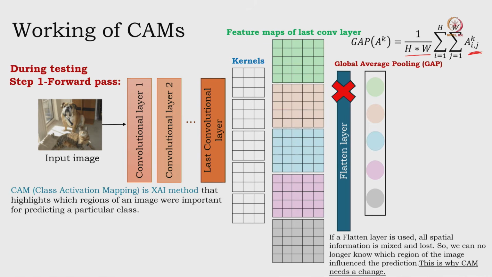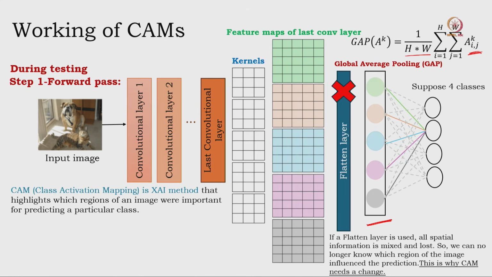So then, instead of a flattened layer, now you will pass this, and you look into it. If it is a multi-class classification with 4 classes, we have 4 neurons. So directly these global average pooling values are passed to the fully connected layers. This is the CNN architecture. The underlying CNN architecture should be this.